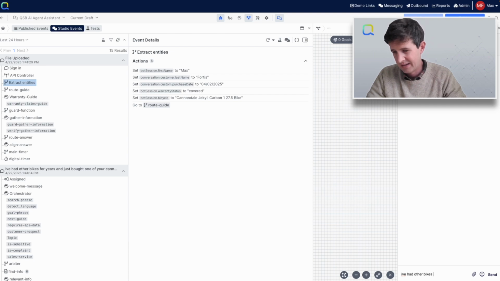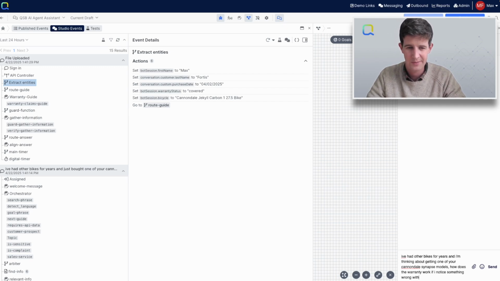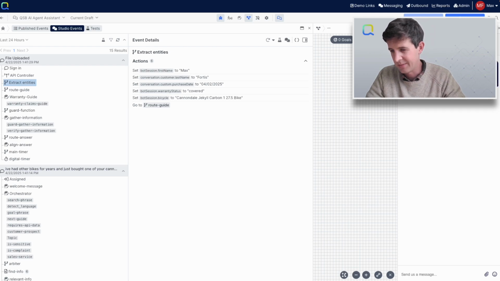I've had other bikes for years and I'm thinking about getting one of your Cannondale Synapse models. How does the warranty work if I notice something wrong with the carbon frame? So once again, basically the same question. I've already got the debug workbench open, so we'll see what happens when this comes in.